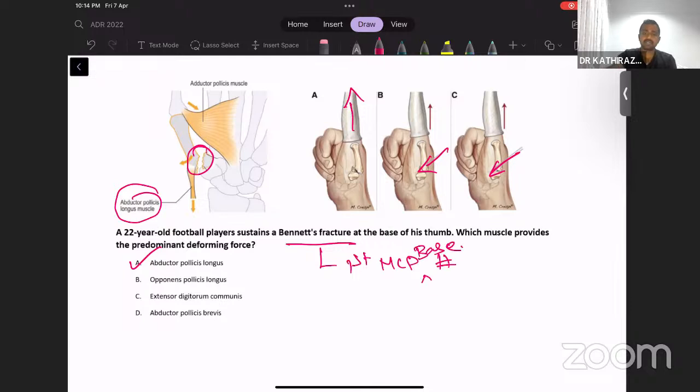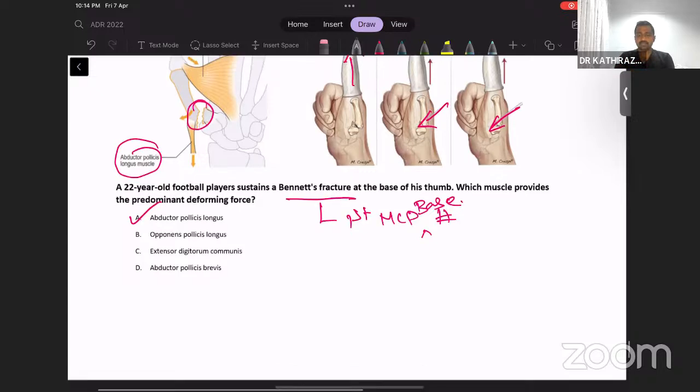Such questions are obsolete. No one is asking such questions anymore. You should know, if at all there is a Bennett fracture, why the reduction is not possible. Okay.